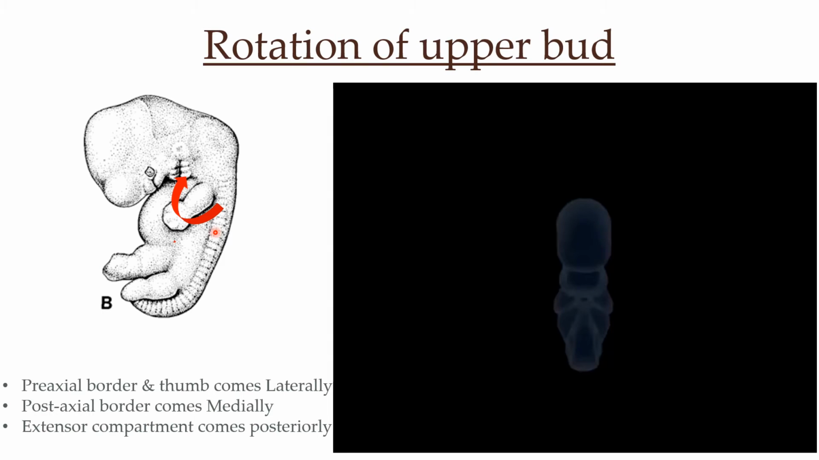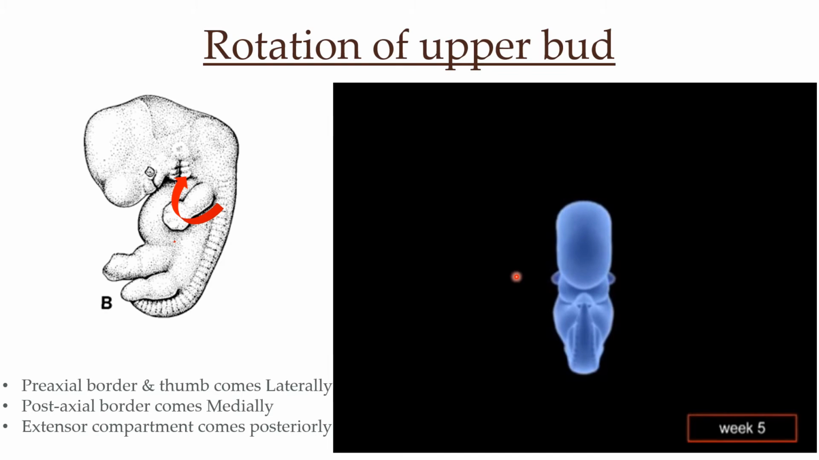During the 7th week of gestation, the upper limb bud rotates 90° laterally. As a result, the preaxial border and the thumb come in lateral relation to the postaxial border and the fifth digit. The extensor compartment of the upper limb now faces posteriorly. Now let us try to understand this by seeing the short video clip on the right.